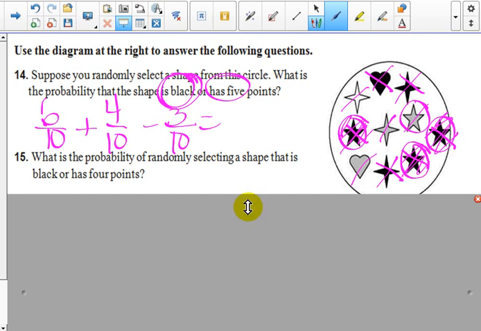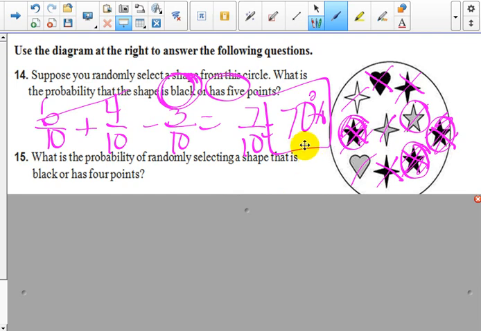There you go. So now our answer is going to be what? 6 plus 4 minus 3, which is 7. So 7/10 is our answer. Or you might want to write that as 70%. About 70%. Are black or have 5 points.